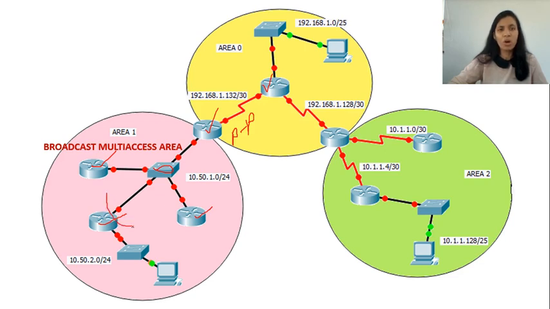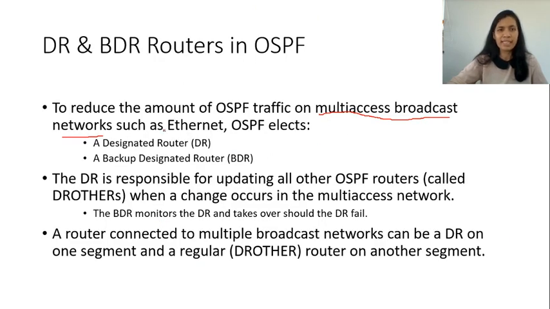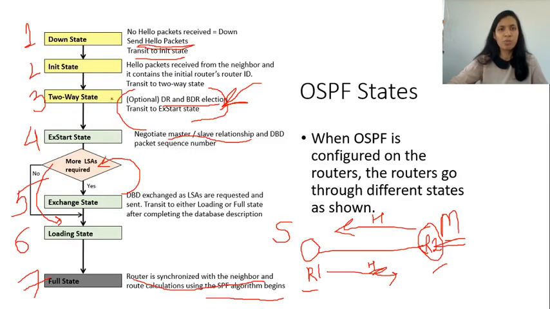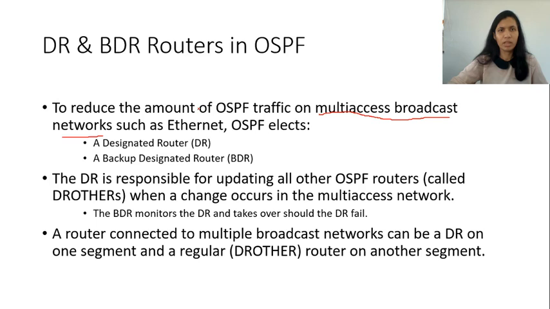Also, all of these are in the same broadcast domain, and hence this is a broadcast multi-access type of area. In a broadcast multi-access type of area, DR-BDR election will take place, and the election will happen when the routers reach the two-way state. Let us take a look at what DR-BDR is and why it is required. DR is designated router, BDR is backup designated router. These are used in order to reduce the amount of traffic in the network.